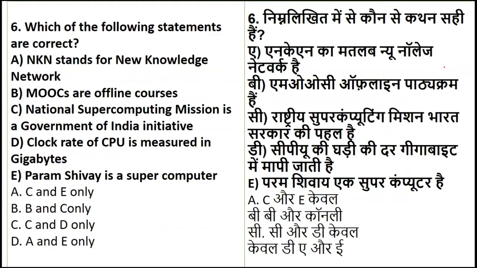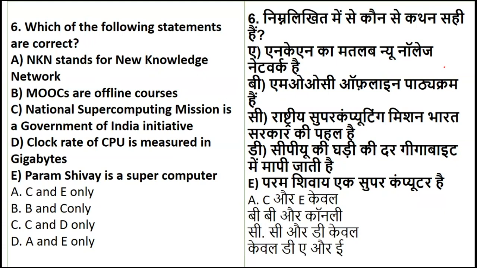We have the following statements given. You need to find out which is the correct statement. NKN stands for the New Knowledge Network. MOOCs are offline courses. National Supercomputing Mission is a government initiative of India. Clock rate of CPU is measured in gigabytes, whereas Param Shivay is a supercomputer. So which of the following is the correct statement? You have to shortlist the correct statement.